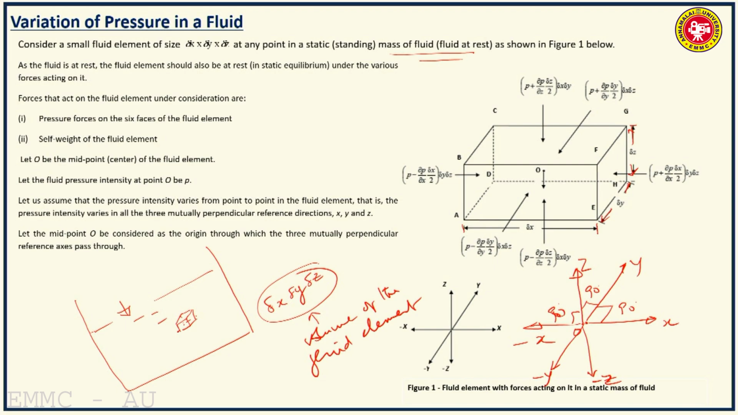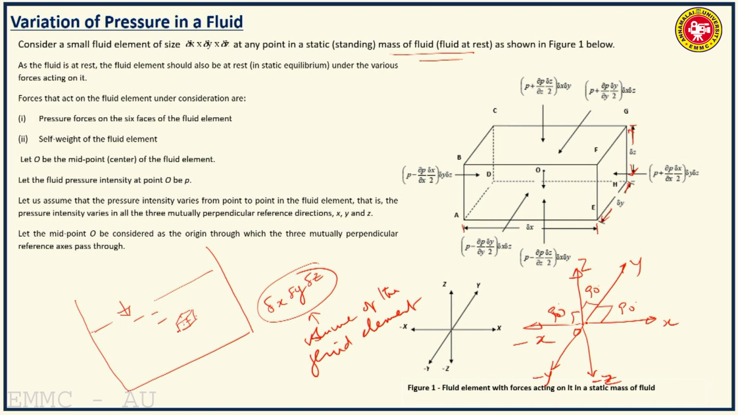So, let us consider the various forces acting on this fluid element. There are two sets of forces. The first one is pressure forces on the 6 faces of the fluid element. Now, I have named this fluid element. I have given capital alphabets for the 8 corners of this element. The fluid element has 8 corners, a rectangular fluid element or a parallelepiped we call.